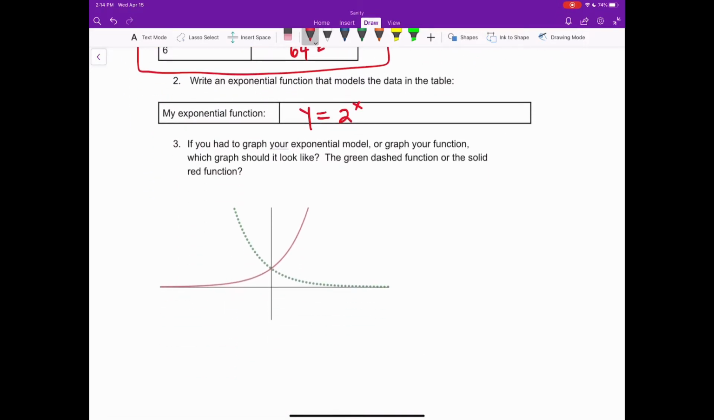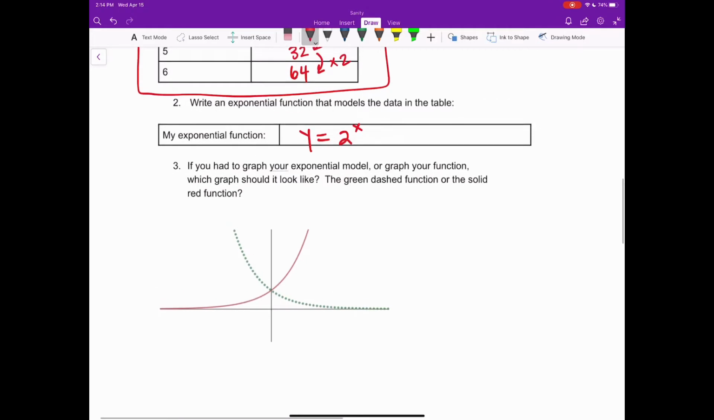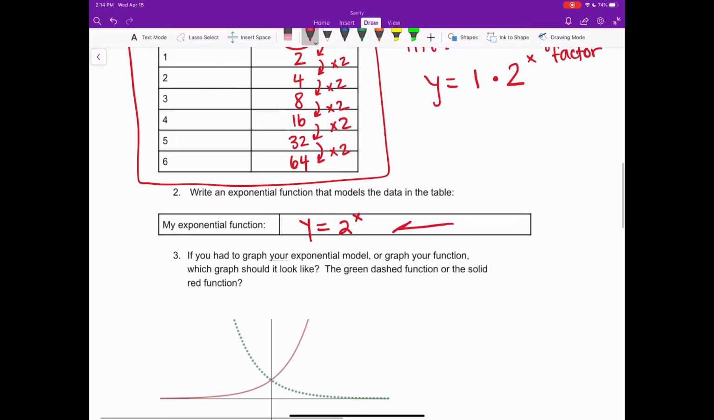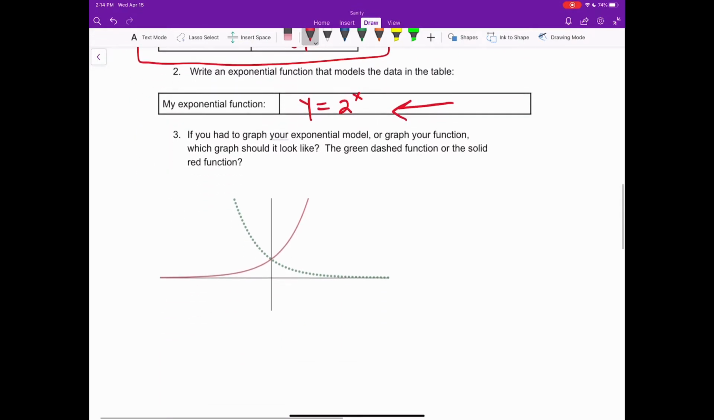I give you these two graphs, and I say if you had to graph this table of values, if you had to plot all those points, or if you had to graph this exponential function that we just made, would your graph look like the red graph? Would your graph look kind of like this? Or would your graph look more like the green dotted graph?